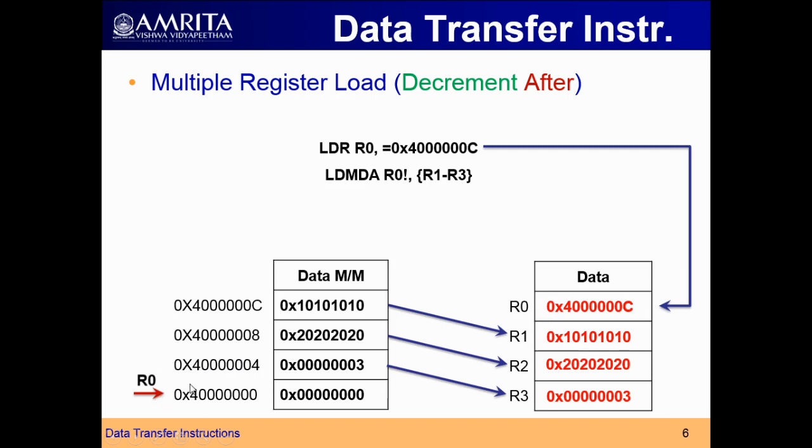So what will be the final value of R0, or R0 will be pointing to which address? 4000. So the final address stored in R0 will be 4000, right? So this is how LDMDA works.